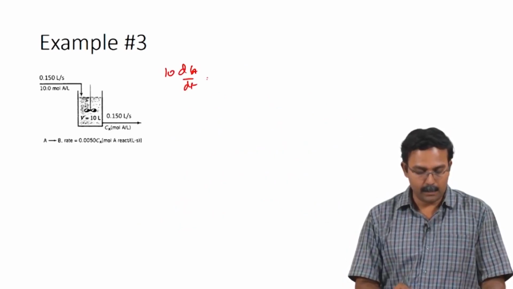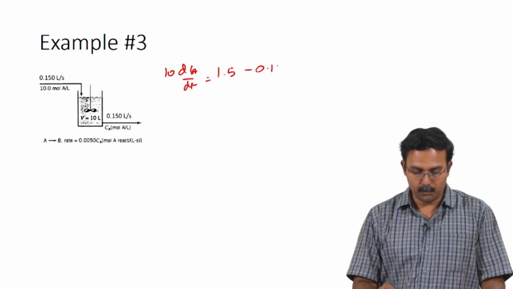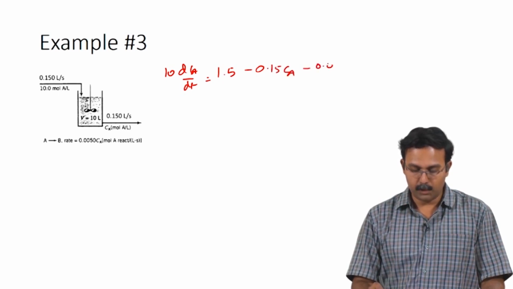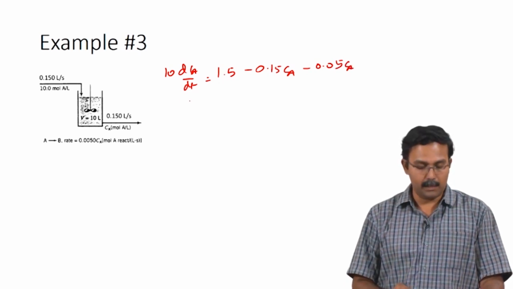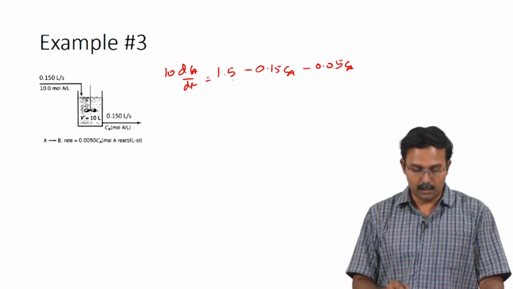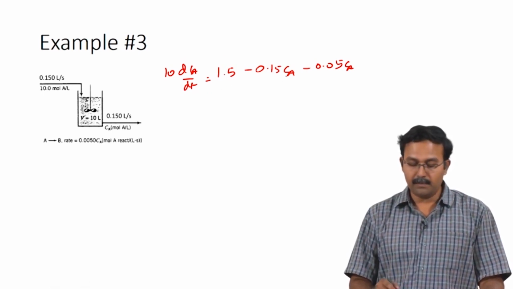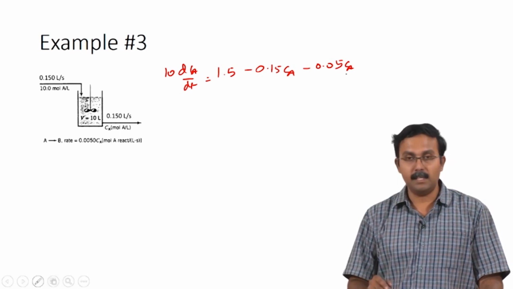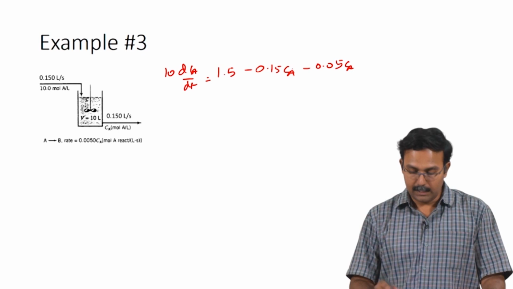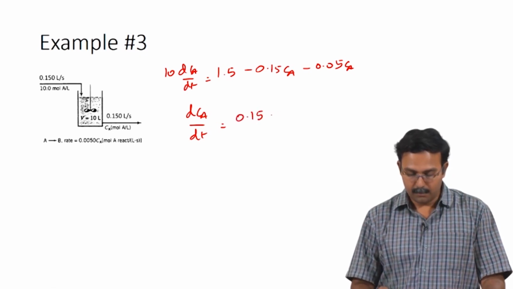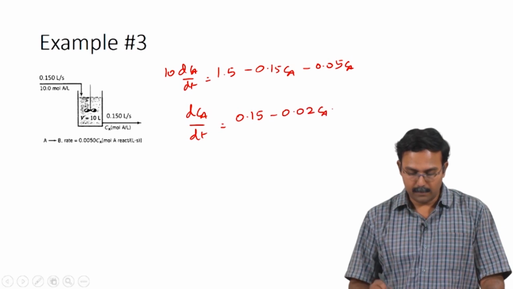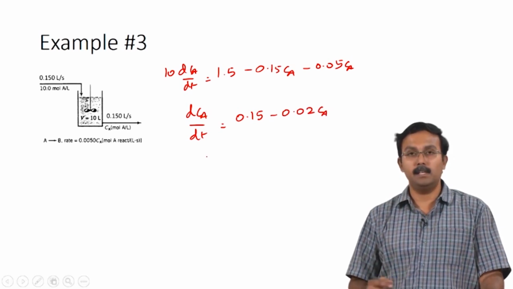dCa/dt equals 1.5 minus 0.15 Ca minus 0.05 Ca, where 10 times dCa/dt is the accumulation term, 1.5 is your inlet term, 0.15 Ca is your outlet term, and 0.05 Ca is the consumption term. So, this equation becomes dCa/dt equals 0.15 minus 0.02 Ca. So, we also need to identify what would be the initial condition.